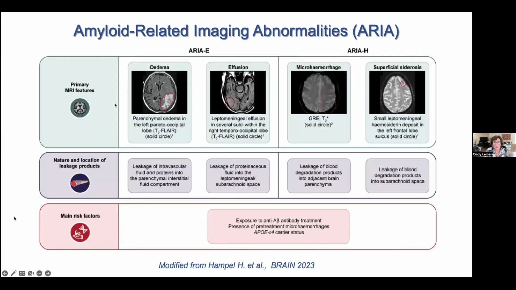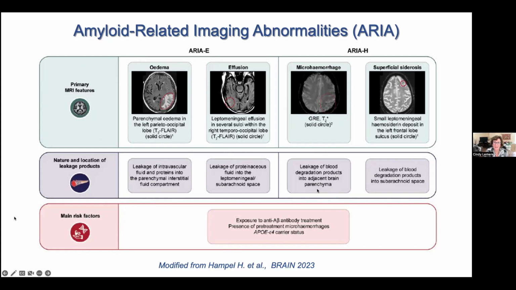So I really like this figure because it gives an idea of what's going on, what the differences are between ARIA E, edema, and effusion. So edema is when you get leakage of this intravascular fluid into the parenchymal interstitial fluid compartment, whereas effusion is when the leakage of this fluid is going into the leptomeningeal and subarachnoid space. And both of these have been seen with anti-amyloid immunotherapy.